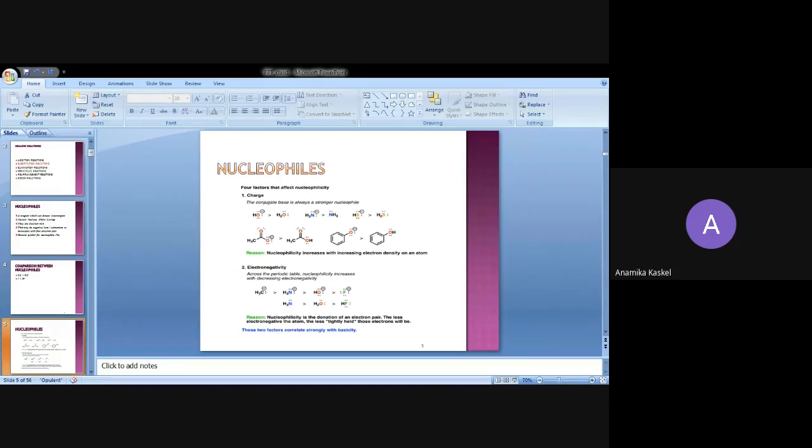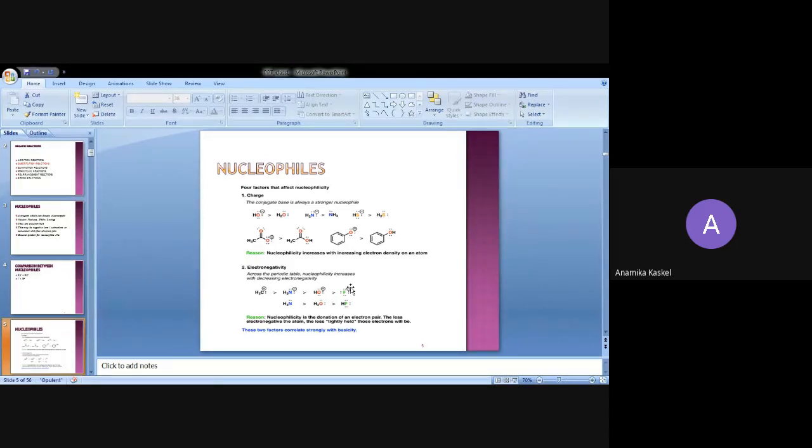Think, the negative charge on the CH3 carbon: carbon is not so electronegative, so it will easily give its electron density to the positive charge. But fluorine is much more electronegative, so the negative charge on it will attract the electron density towards itself. So it is not loosely bound and does not easily attack the positive charge. So CH3 minus is much more nucleophilic than F minus.